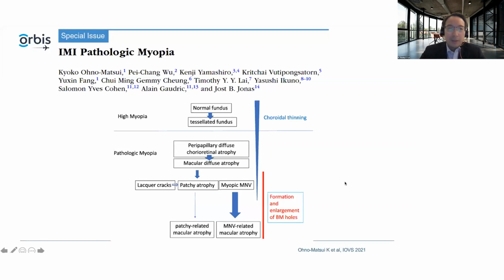So more recently, the International Myopia Institute, we also published another white paper looking at the progression of these diseases. So high myopia, you can get normal fundus and then get a tessellated fundus. But with pathologic myopia, you get all these changes, including the diffuse retinal atrophy, macular atrophy, patchy atrophy, and then this is signifying progressive choroidal thinning. And with these, it can cause a myopic macular neovascularization with associated either patchy-related macular atrophy or the myopic CNV-related macular atrophy.